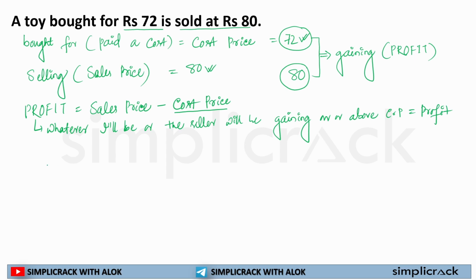So in this case, profit is equal to what? Sales price was 80 minus cost price is 72. So 80 minus 72 is equal to 8 rupees. So 8 rupees is the profit or gain of this whole transaction. I hope now you are clear about what is profit. Profit is whatever extra amount you gain over or on the cost price; it will be known as profit. Okay.